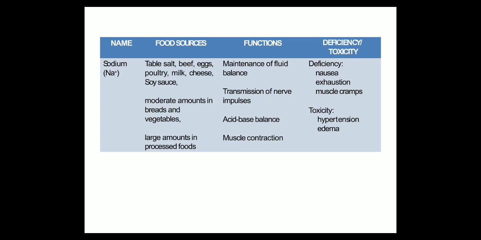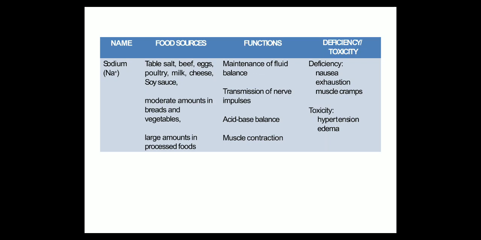Now let's see the food sources from which we will get the sodium. First, table salt, beef, eggs, poultry, milk, cheese, soy sauce, moderate amounts in breads and vegetables also, and lastly, large amounts in processed foods. Okay, let's see the functions of sodium: maintenance of fluid balance, second, transmission of nerve impulses, third one, acid base balance, last one, muscle contraction.